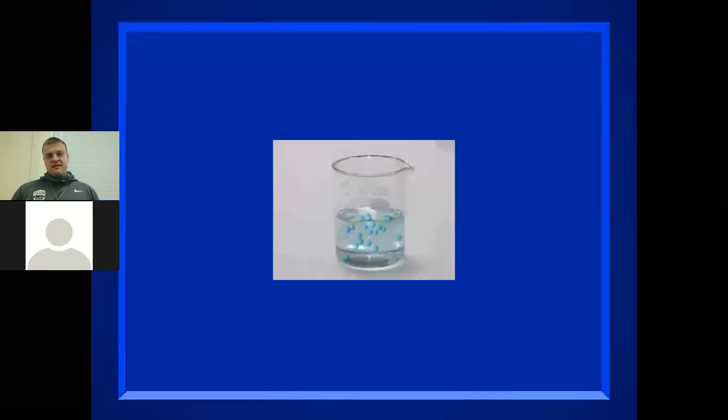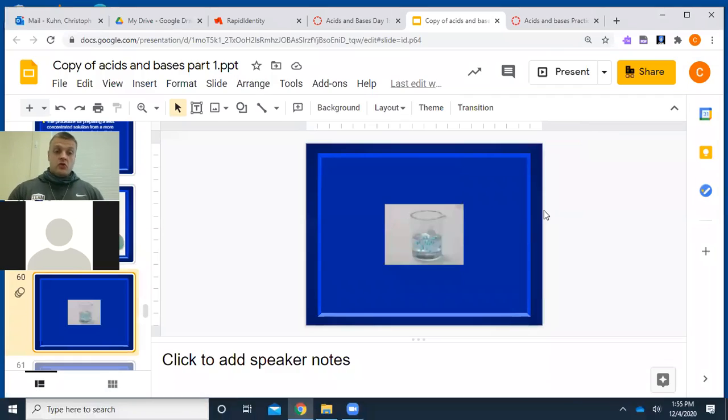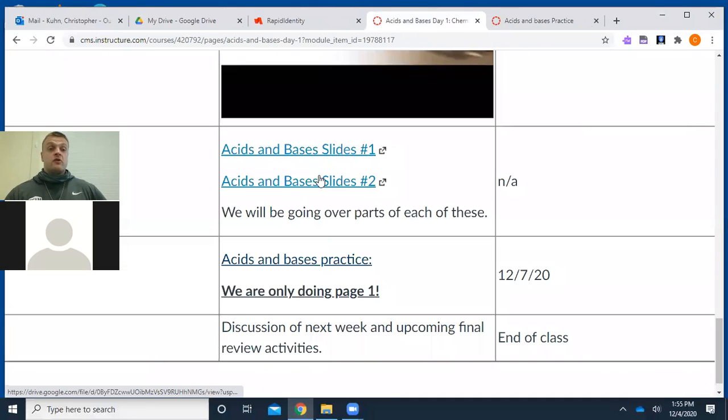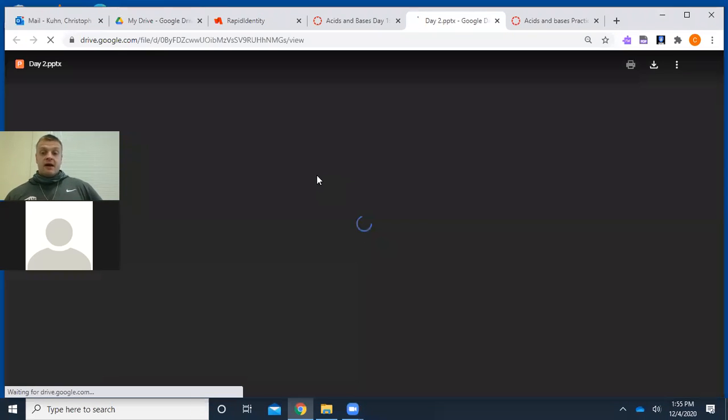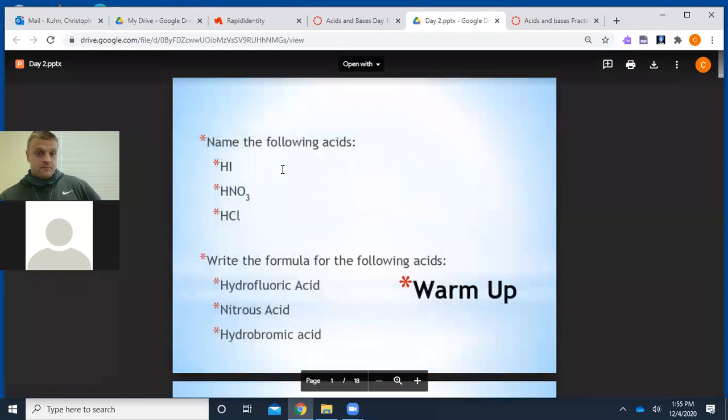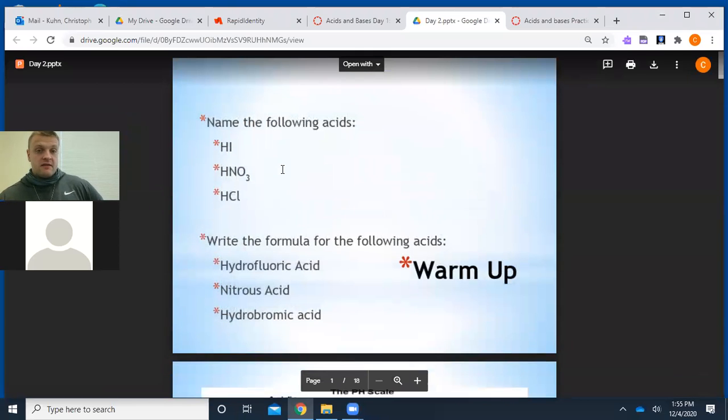So this type of thing is pretty basic, okay? And that's kind of a review of the stuff that we have learned that relates directly to acids and bases. Now, the stuff that is new, okay? The stuff that is new.